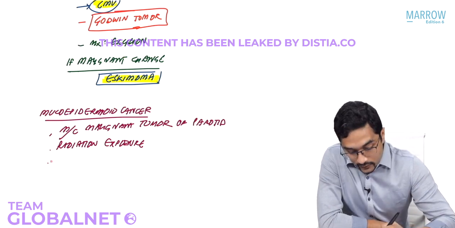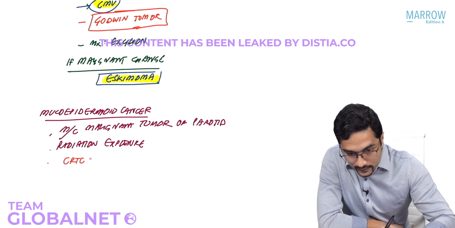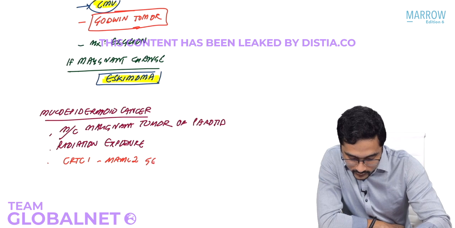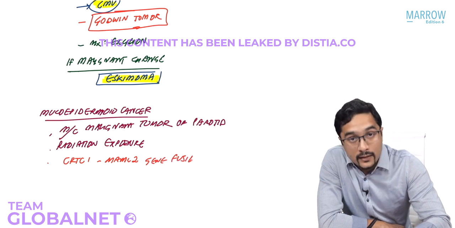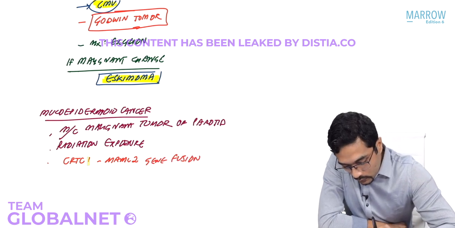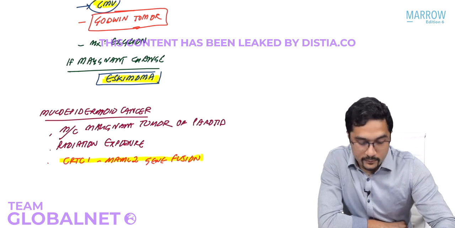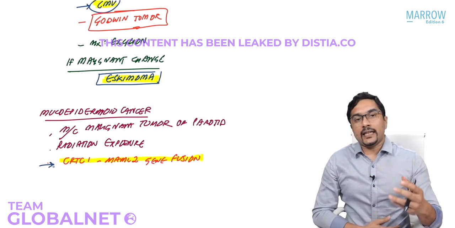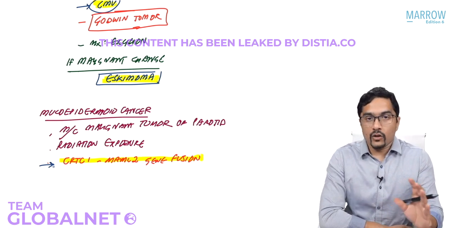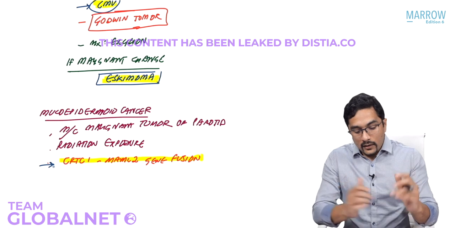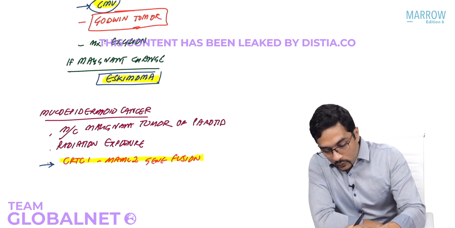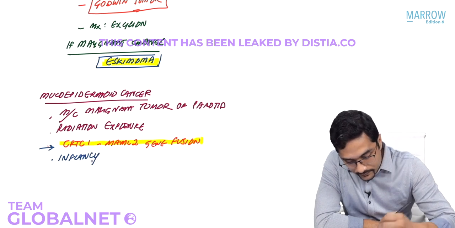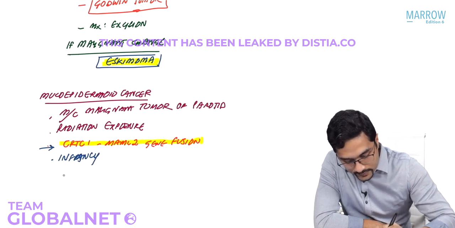According to the latest Robbins, CRTC1 MAML2 gene fusion is responsible for this tumor. I told you latest Robbins has added the genetic mutations of these salivary gland tumors, so I'm just trying to incorporate them here. CRTC1 MAML2 gene fusion, and this can be seen during infancy also.